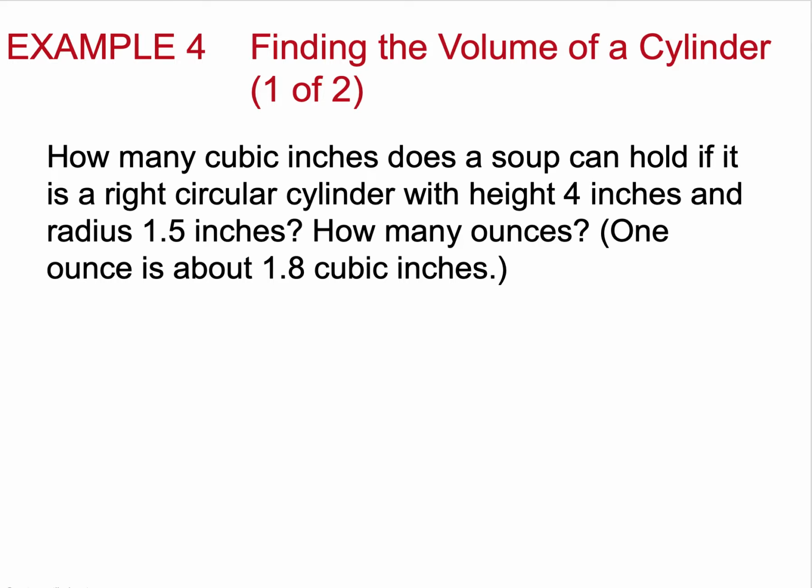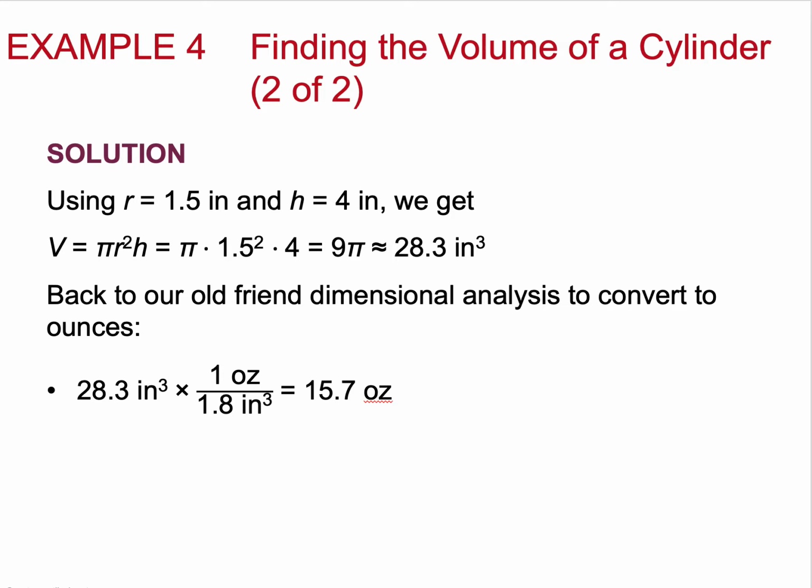If I have a soup can that's a right circular cylinder, it has a height of 4 inches and a radius of 1.5 inches. So here we know that we have units that are the same, so I don't need to do a unit conversion when I find the volume. But it does tell me that 1 ounce is about 1.8 cubic inches. So the simple part is finding that volume using the formula. So I'm going to do 1.5 squared times 4 times pi, which is roughly 28.3.